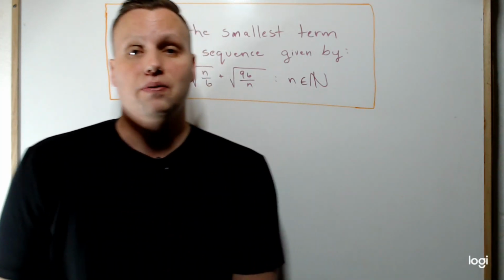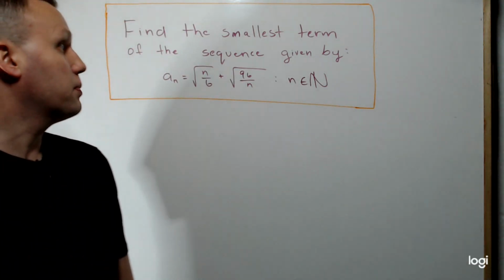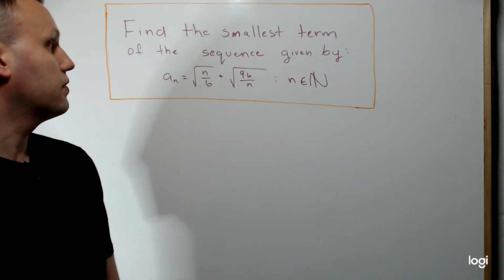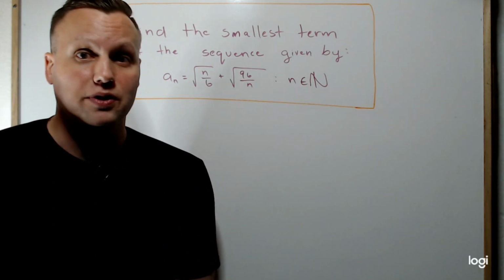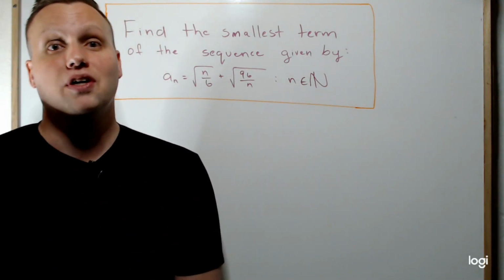In this video, we'll have a look at two different ways to solve the following problem. Find the smallest term of the sequence in which the nth term is given by the square root of n over 6 plus the square root of 96 over n, such that n is a natural number. And as always, I'd encourage you to pause the video, give the problem a shot, and see what you come up with.